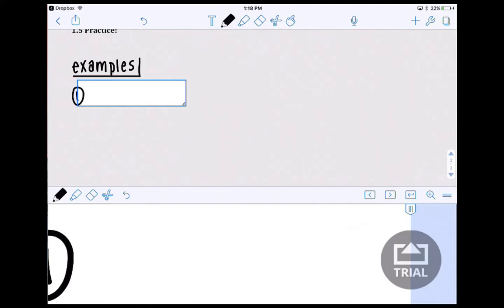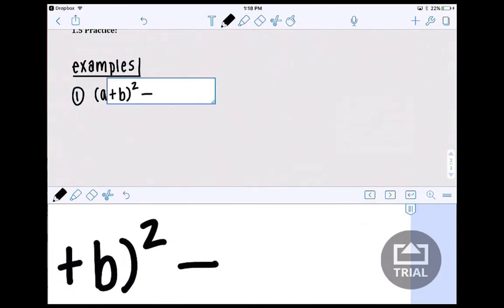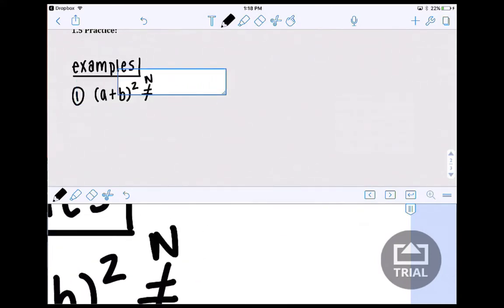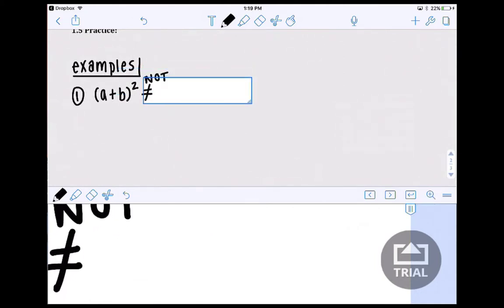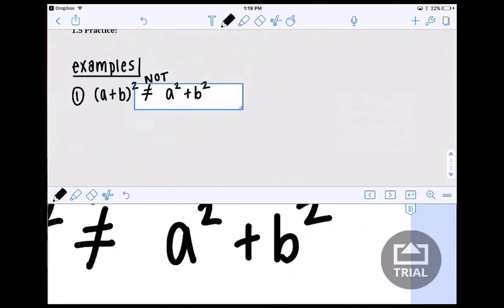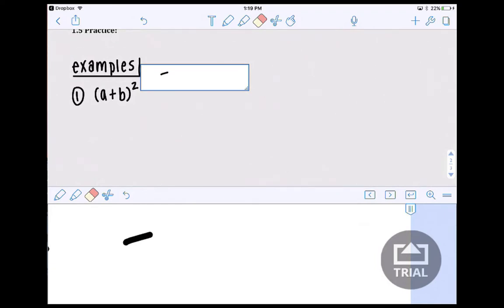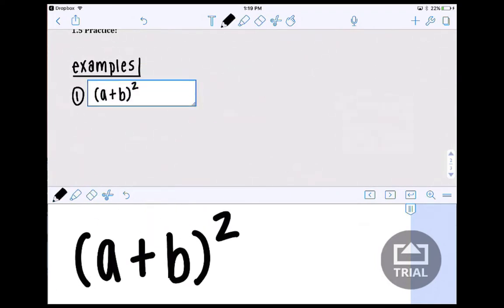So my first example is actually going to be something that we didn't really touch on because it comes up as a big mistake. And the reason I'm doing it is because it messes people up. So if I had something like (a plus b) squared, this is not a squared plus b squared. This is a huge mistake that I see a lot. It is not a squared plus b squared. When you see something with addition or subtraction in it, that means you have to FOIL.